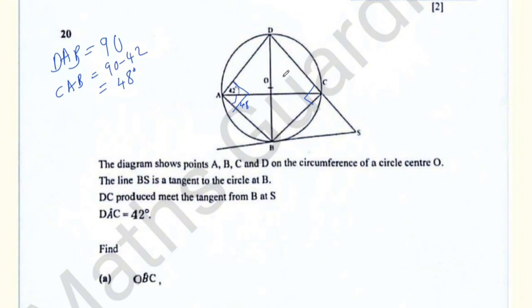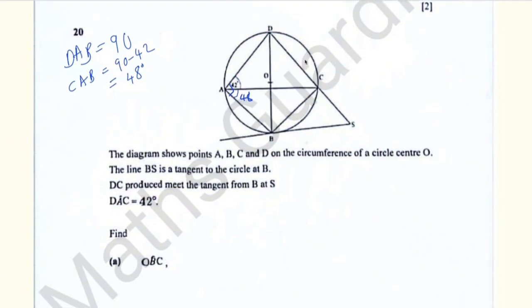All right. So we have our angle formed at DAC, and then our other angle formed at DBC. Because they are all formed from the same chord DC and they're all in the same segment, it must imply that angle DAC is equals to angle DBC, which is also the same as angle OBC.